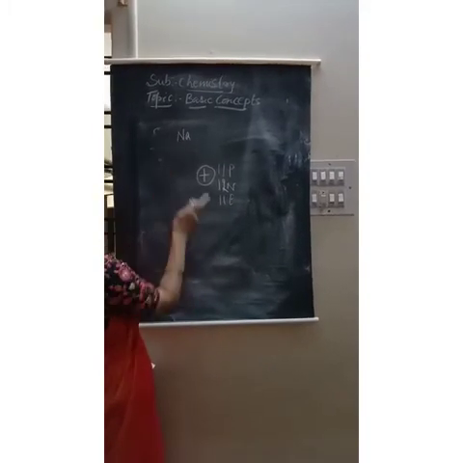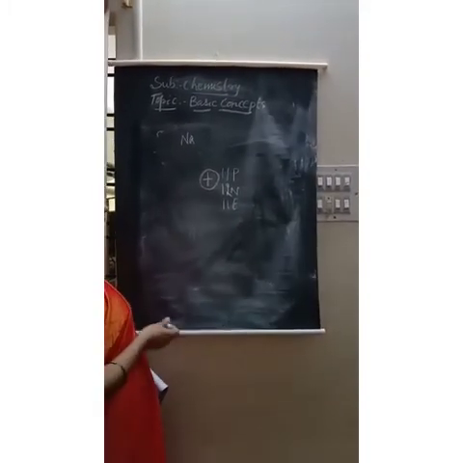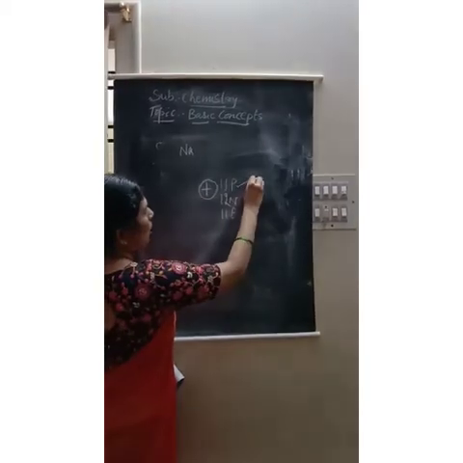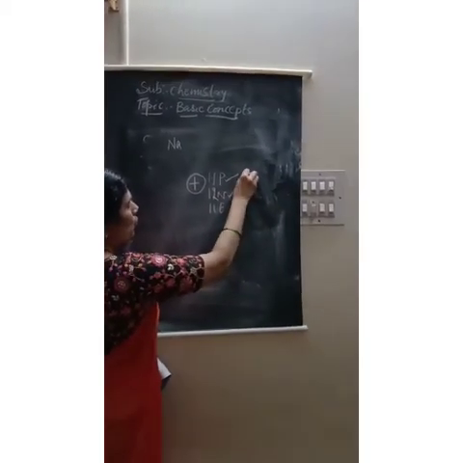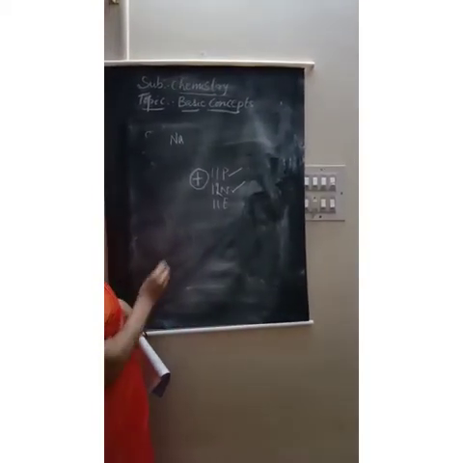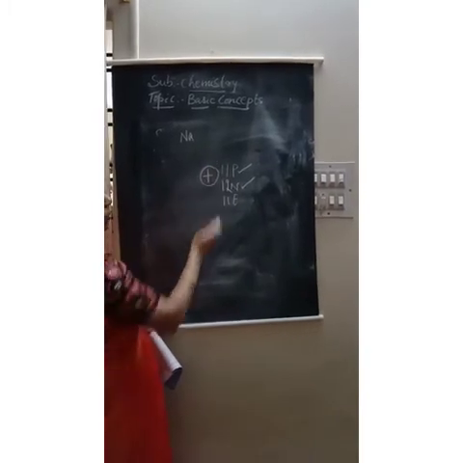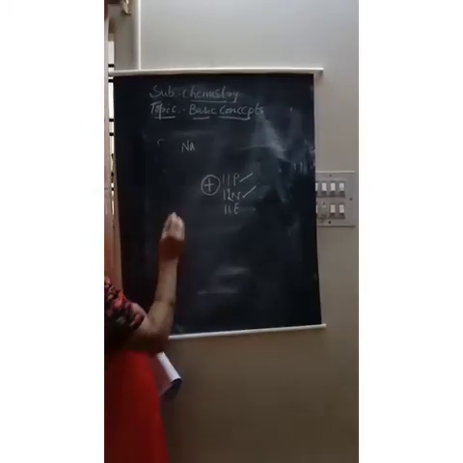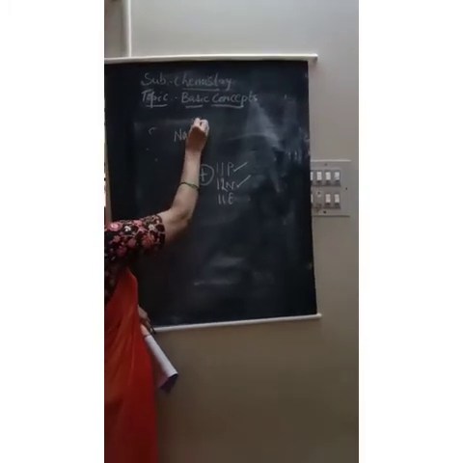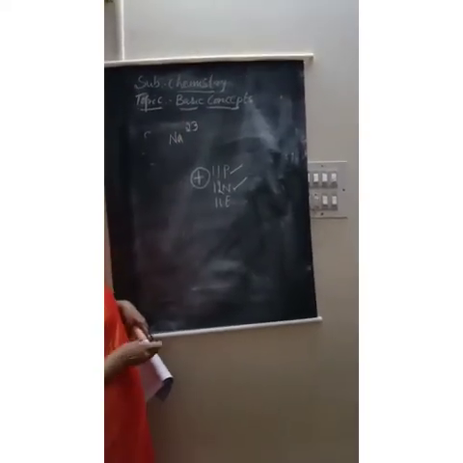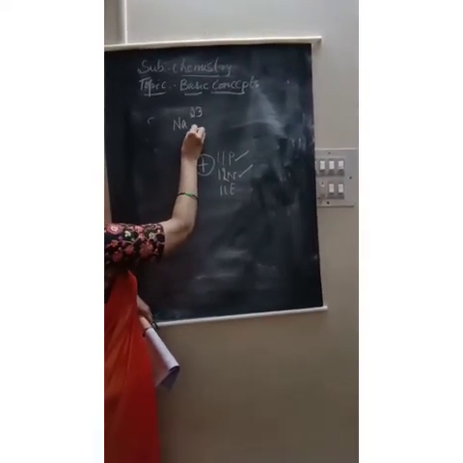So what is atomic mass? Atomic mass is defined as the total number of protons and the total number of neutrons. Protons and neutrons are present at the center. What is the atomic mass of sodium, children? The atomic mass of sodium is 23. Clear, children?